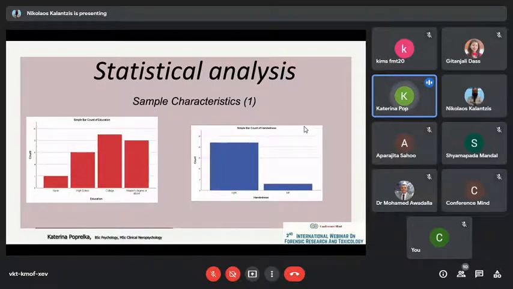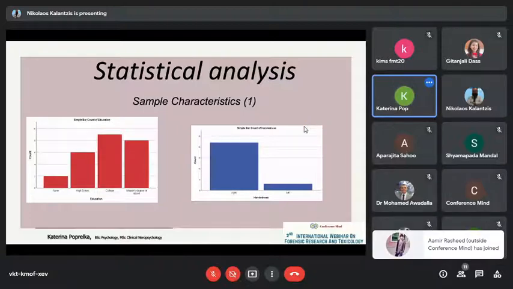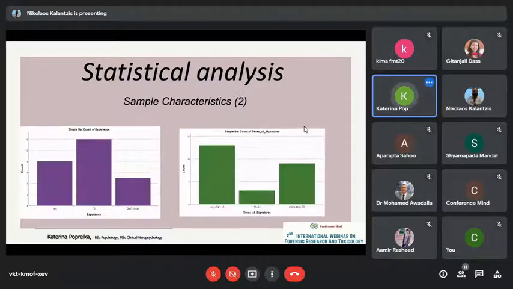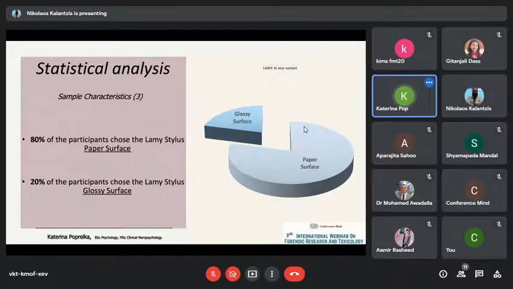We move on to our statistical analysis. As we can see on the first bar chart on the left, the vast majority of our sample are college graduates, and they are right-handed. We can move on. Also, they reported they have no experience in signing on a pad with a stylus. And also, they mentioned they have signed 10 or fewer times on a pad. We can move on. Thank you.